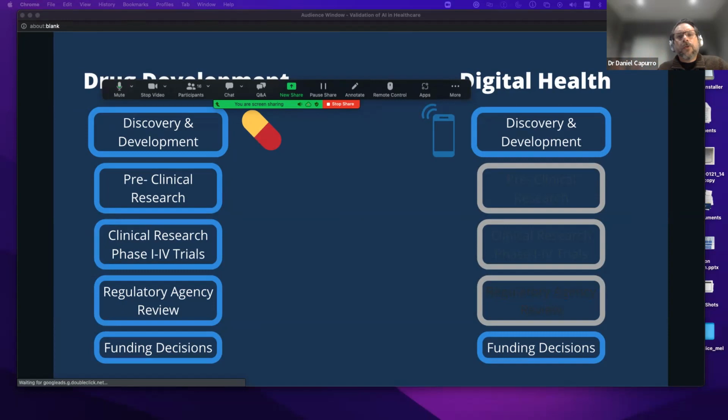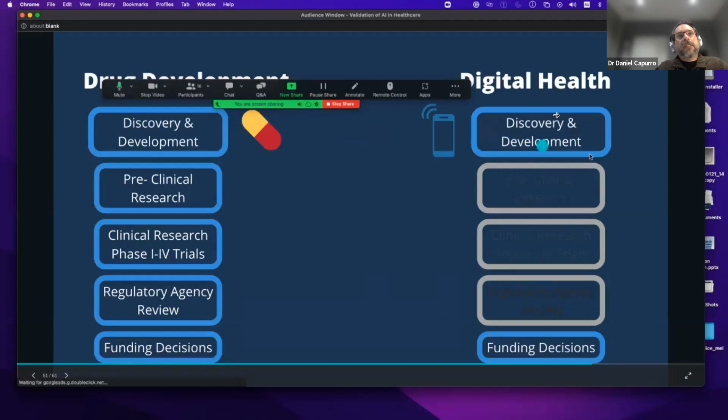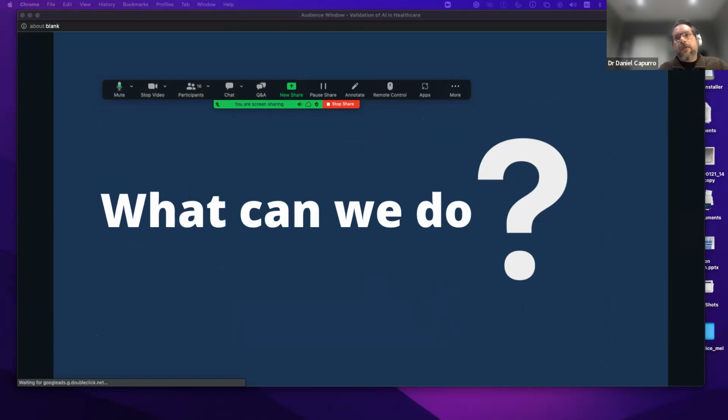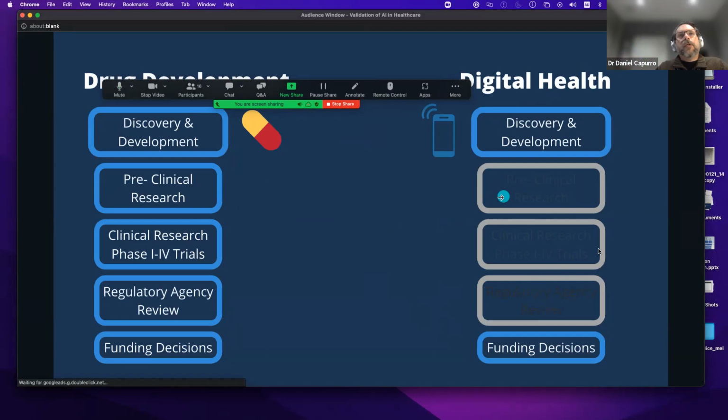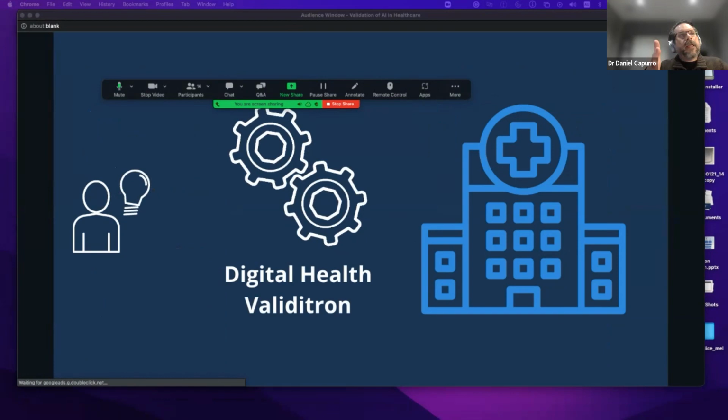So we have funding agencies that don't really know what to fund in this space. We have a lot of discovery and development at universities like the University of Melbourne, where I work. But some stuff in between is very murky, and it's hard to know how to navigate this. So what can we do? We've started working on this idea that we call the digital health validitron, which seeks to be a bridge to close this gap that we see in developing new drugs and devices, but for digital health. This digital health validitron sits as a stage before going into the hospital.